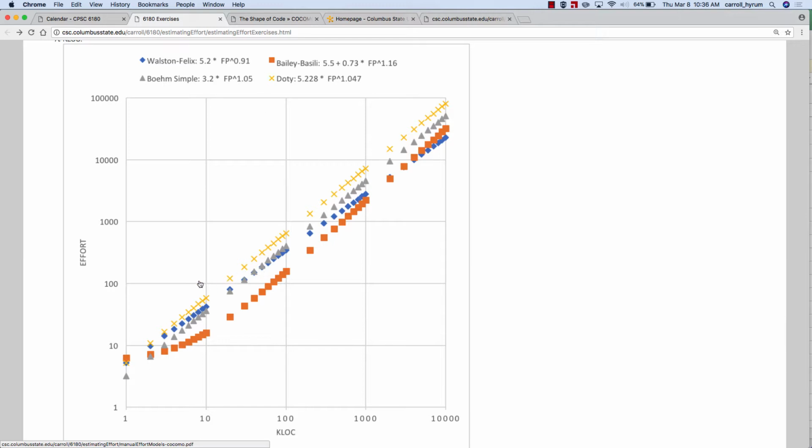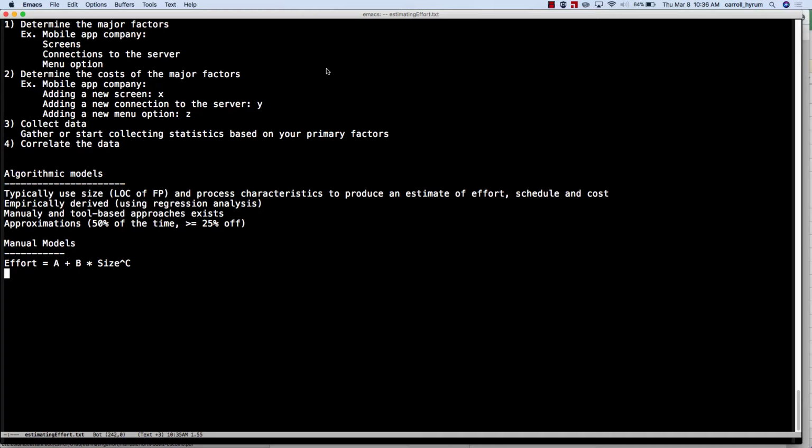So maybe you're saying, oh yes, my projects look a lot like the projects that were used to come up with this model. Well then you'd expect yours to be a lot closer to this. Or maybe you feel like it's a lot closer to the Bailey-Basili model. But they differ, and so notice those differences. And then also notice that, in the Bailey-Basili, if there is a constant factor A, what does A mean? What's the intuition for a constant factor?